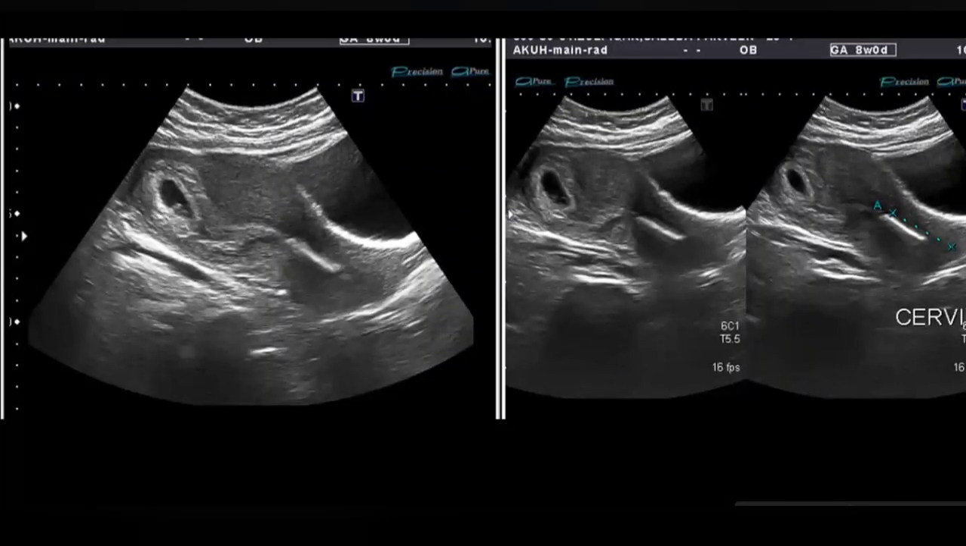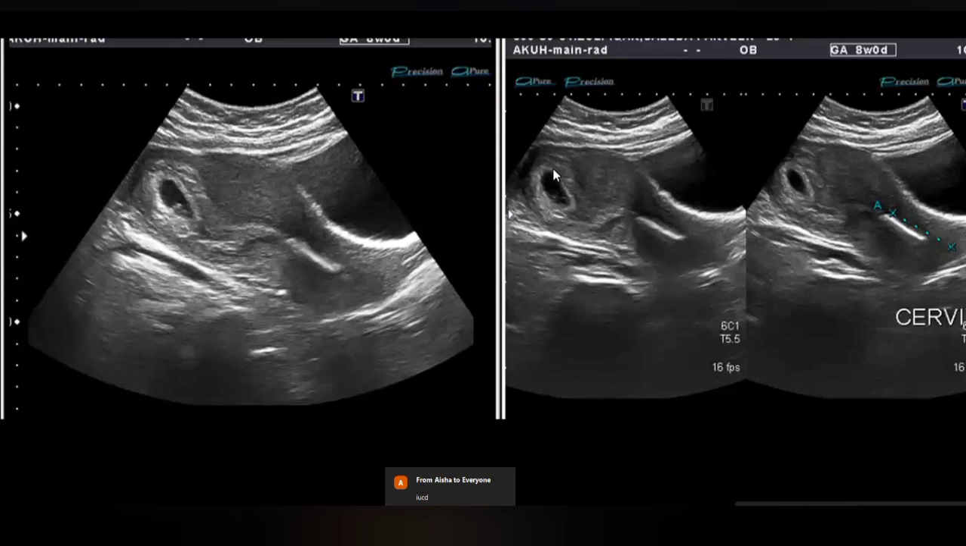History of 8 weeks amenorrhea. So easy to pick. There is an intrauterine gestational sac, fetal pole is also seen, but we see a linear echogenic structure within the cervix. So this is an abnormally located IUCD with a viable pregnancy in normal location.